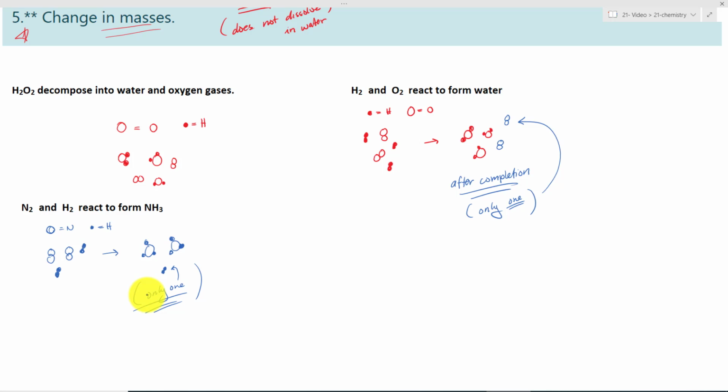So that is chemical changes and physical changes, as well as looking at common evidence of chemical changes and looking at a particular diagram of a chemical reaction after completion.